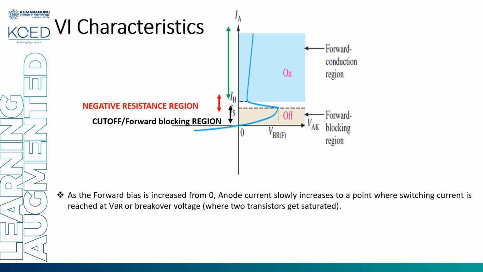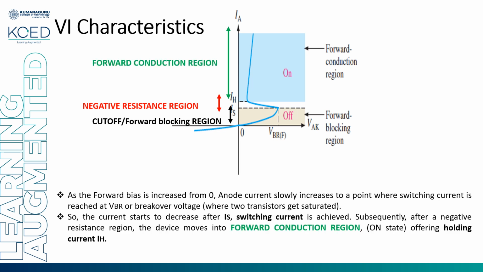And next is the on state. The on state is also called the forward conduction region.